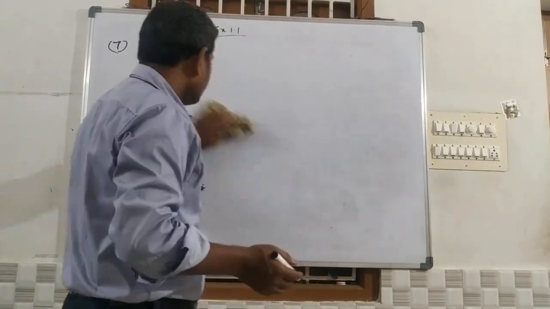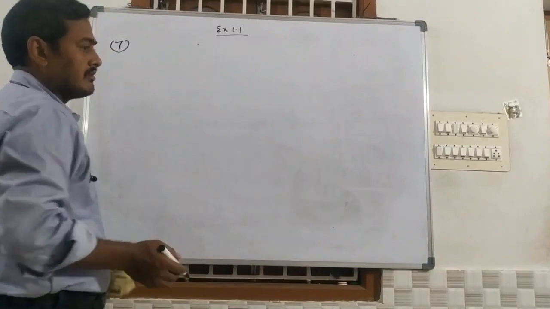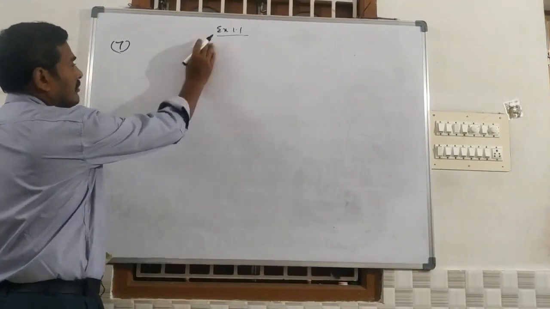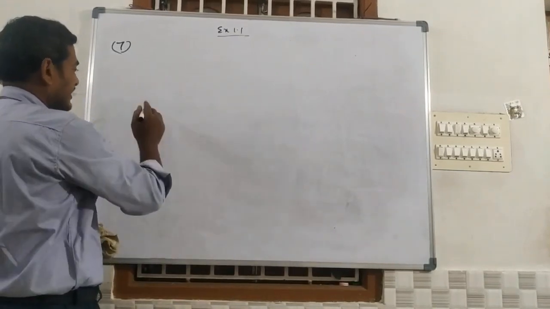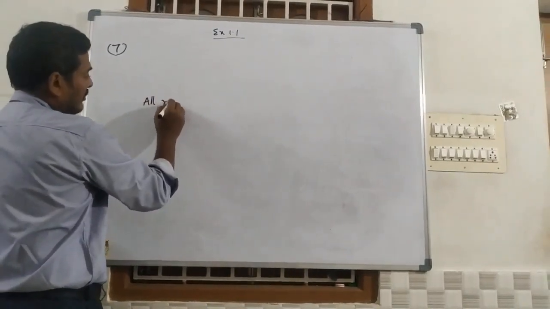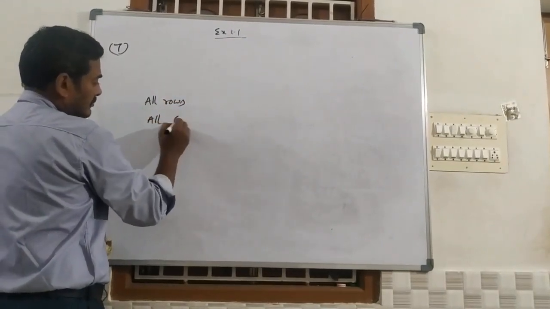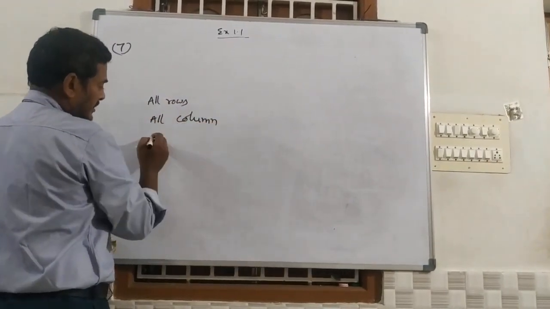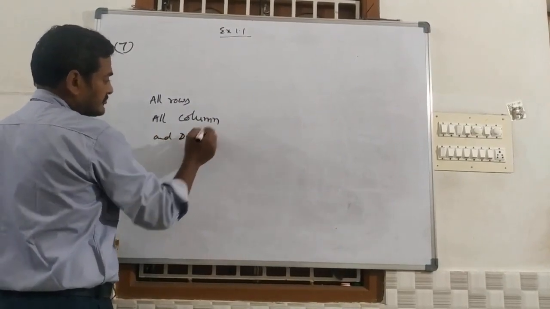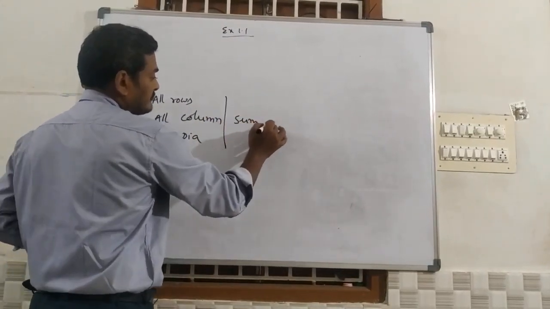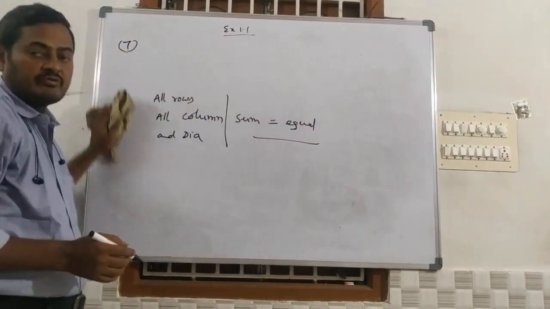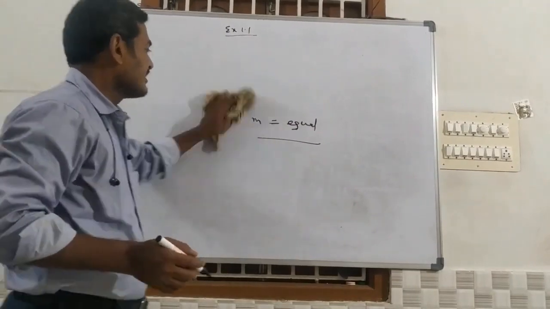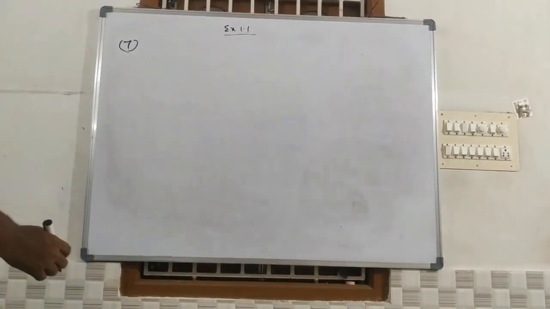But in a magic square, the sums of all rows, all columns and the diagonals are equal. Then it is called a magic square. That means all rows, all columns and two diagonals, if we add them, the sums should be equal. Then we can say it is a magic square. If any number comes out differently, it is not a magic square.